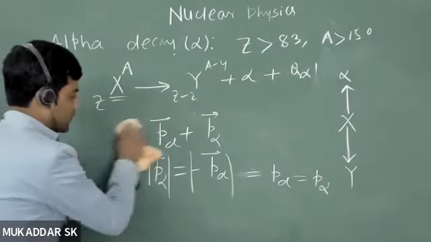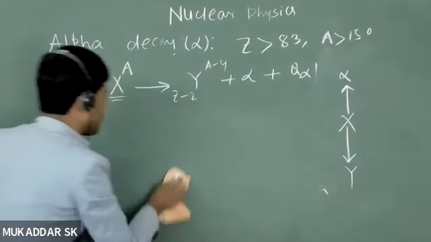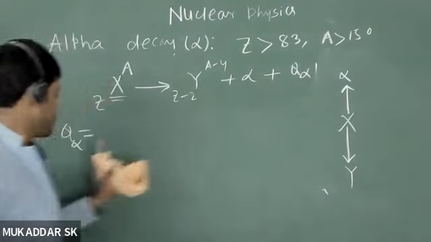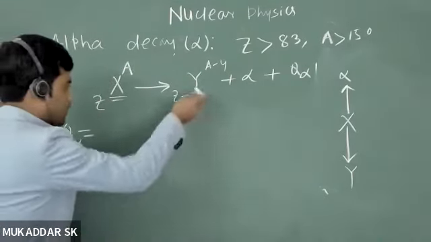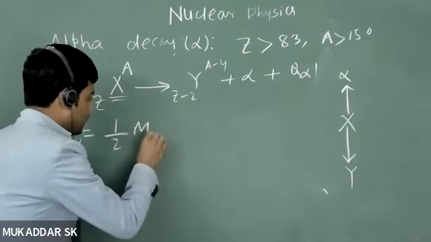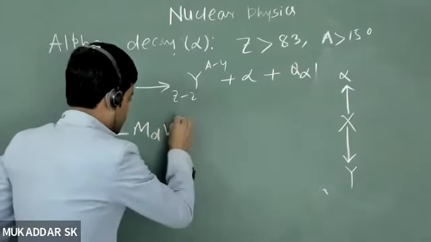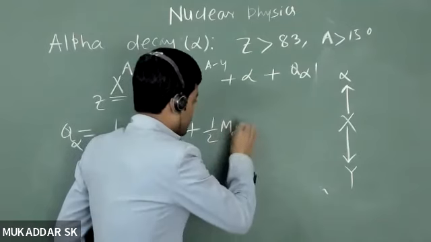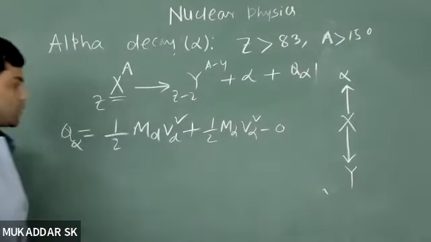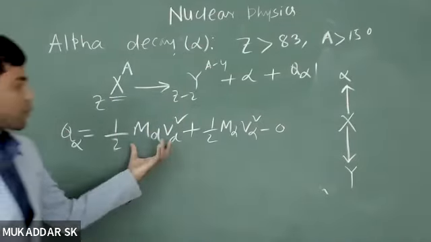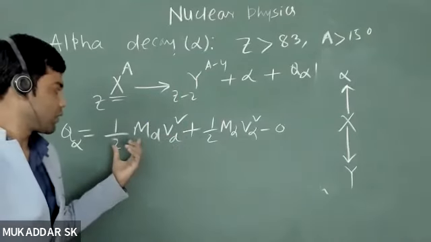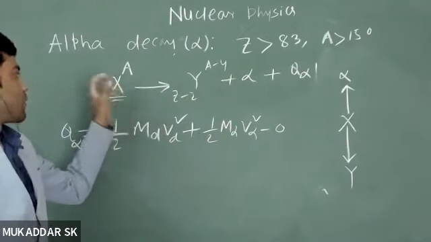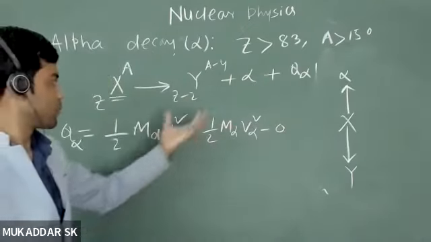Now I'll define the Q value. What is the Q value? We have defined the Q value in terms of kinetic energy. I'll use Q alpha, because in this notation that is nothing but the kinetic energy of the products. So it is 1 by 2 mass of the daughter into velocity of the daughter squared, and then half the mass of the alpha particle into the velocity of the alpha particle squared, then 0. So what is the definition? The kinetic energy of the products, the daughter, half m d v d squared, and then the kinetic energy of the alpha particle, and since the parent is at rest, its kinetic energy will be 0. So this will be the Q value of this decay process.